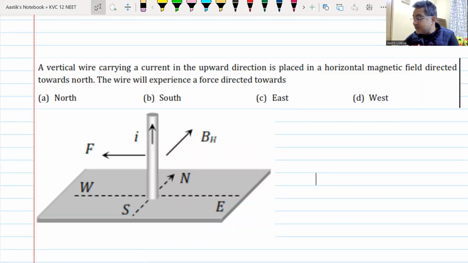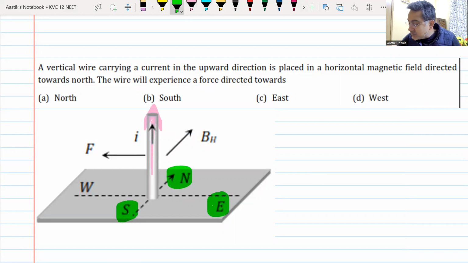As you can see here, your current, the dL vector, is in the upward direction. Magnetic field is towards north. So you can see how north is drawn. Everyone understands? North, south, east, west. We understand this?